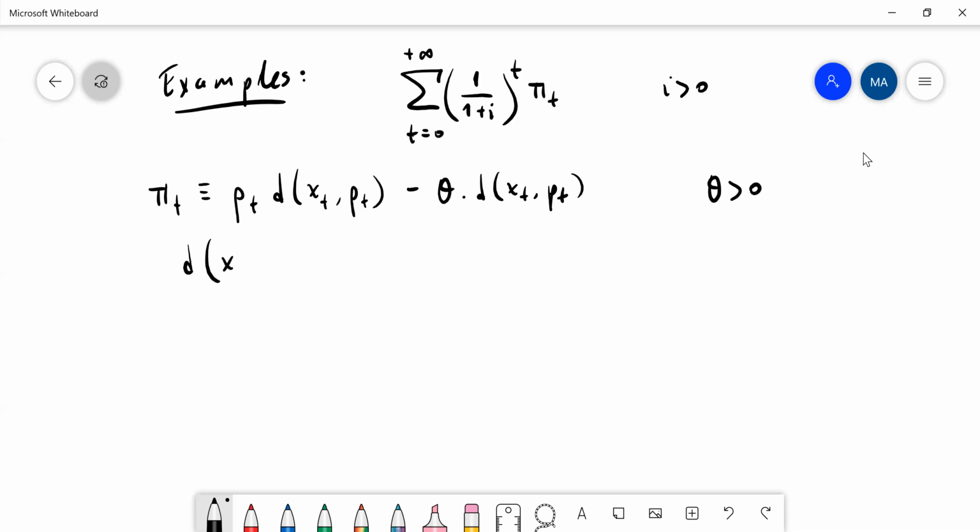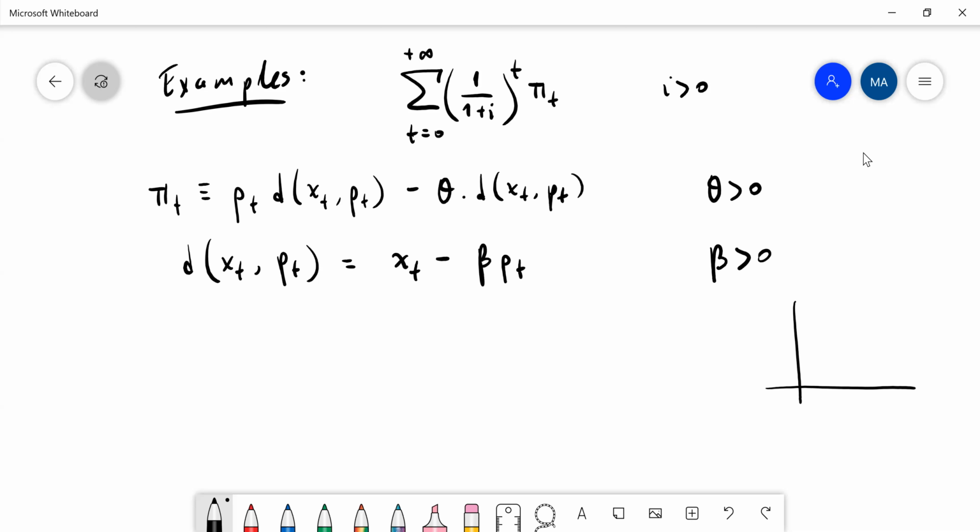Now demand is like this. Let's say the demand function is like this, with beta positive. Now x_t here is a demand shifter, right? If x_t is larger, for any given price, the demand is larger. If x_t is lower, for any price, demand is lower. So if you draw it, you have Q here and P here. So you have something like this. This is your X.